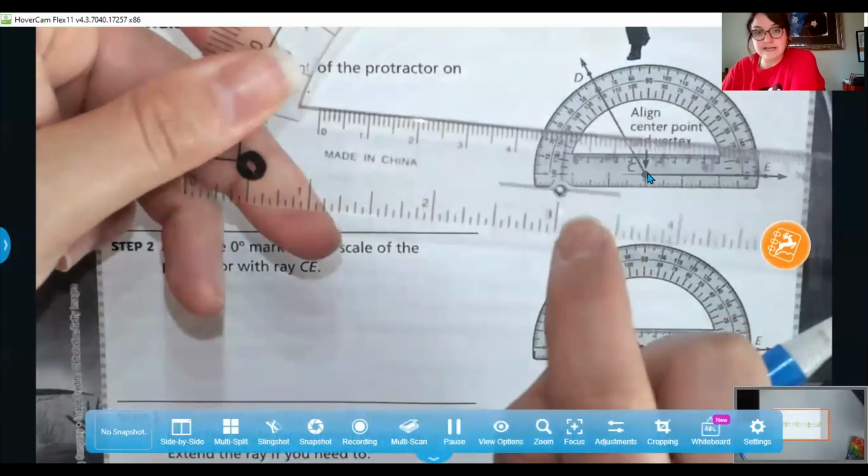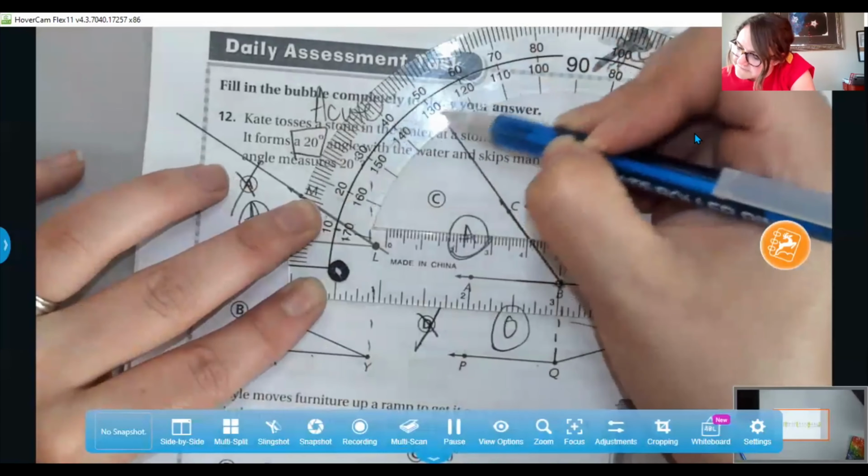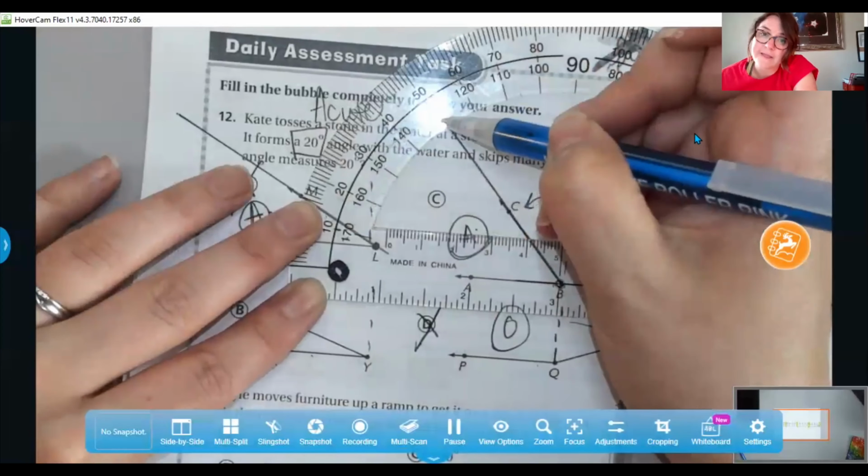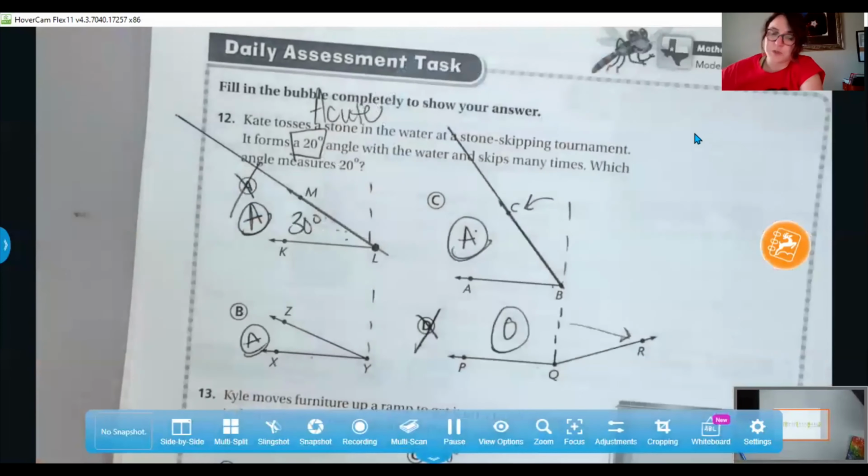So I'm gonna line my vertex up. And I'm gonna see, let's extend this line. I'm gonna line my vertex up and start counting at 0, 10. Notice I didn't go 0, 170 because that's not the way that numbers work. I'm just going 0, 1, 2, 3, 4, 5, 6, 7, 8, 9, 10. I'm just counting up like normal. So I go 0, 10, 20, 30, 40, and 50. Since it's acute, it's not 130, it's 50. So this measures 50 degrees.